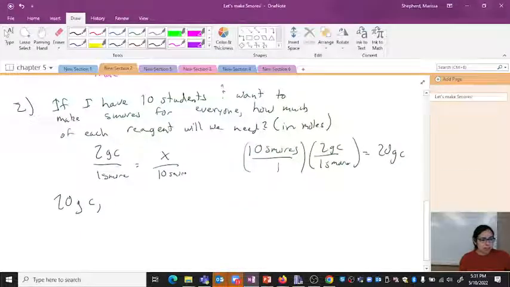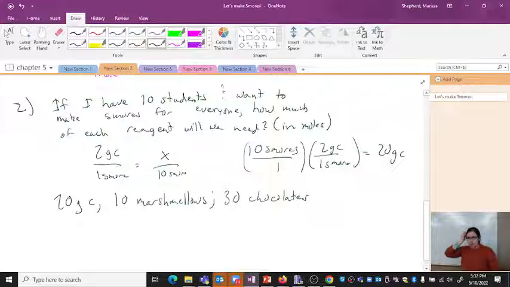10 marshmallows, and 30 chocolates. And so again, take the time to appreciate how to get that, which is simple. Again, setting up a proportion, setting up your dimensional analysis, because right now this seems nice and easy, and it should kind of feel easy.